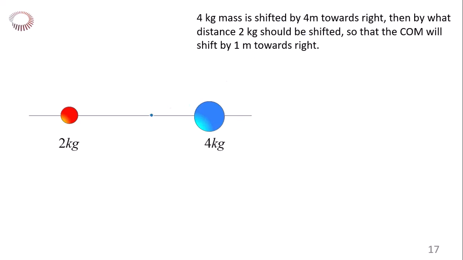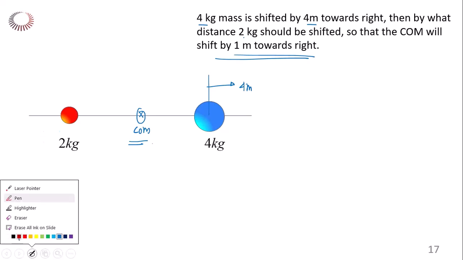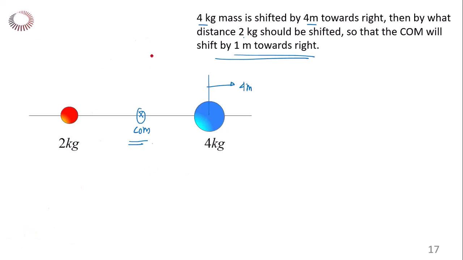So let us say there are two masses, 2 kg and 4 kg. The 4 kg mass is shifted by 4 meter towards the right. Then by what distance should the 2 kg be shifted so that the central mass is shifted by 1 meter towards the right? Initially this is the central mass. You are asked to calculate the change in the position of the 2 kg mass so that the center of mass shifts towards the right. Initially, we have a 2-point mass system.